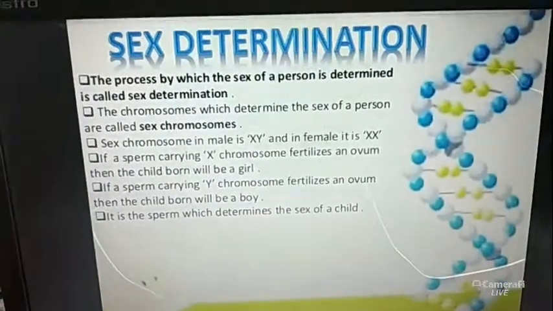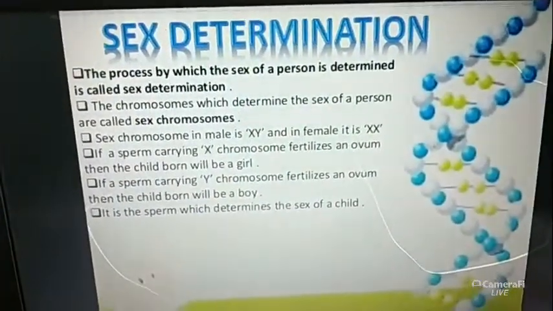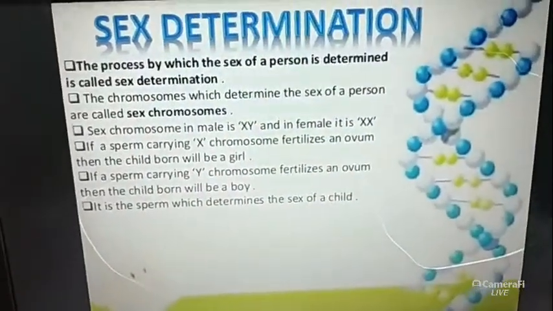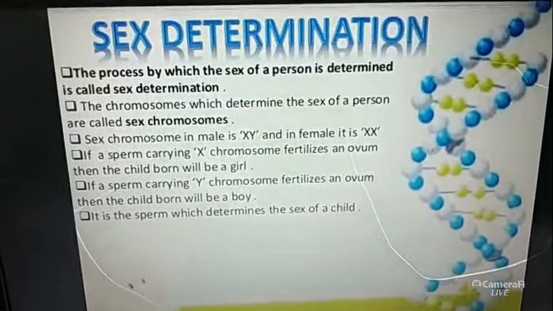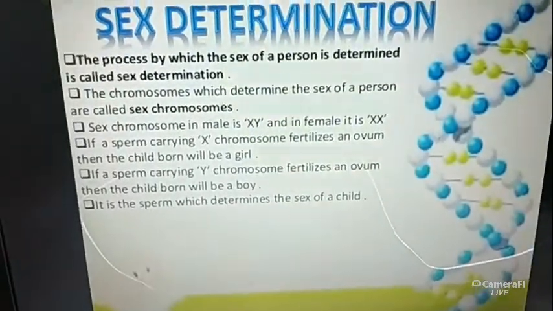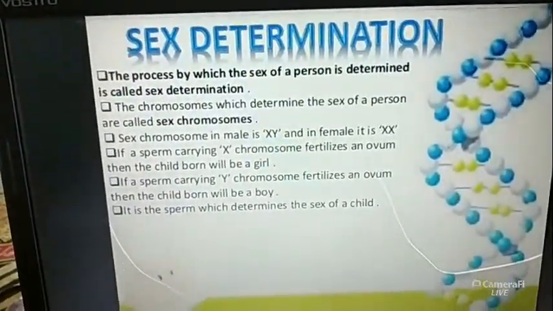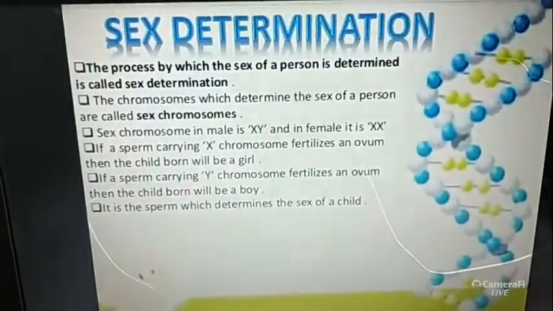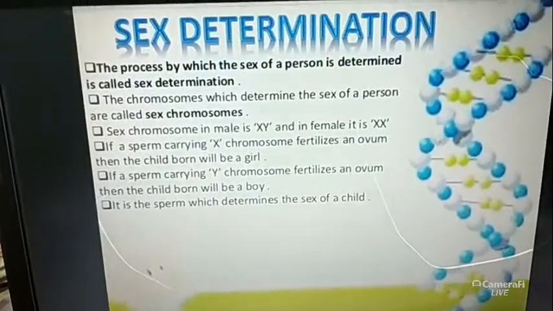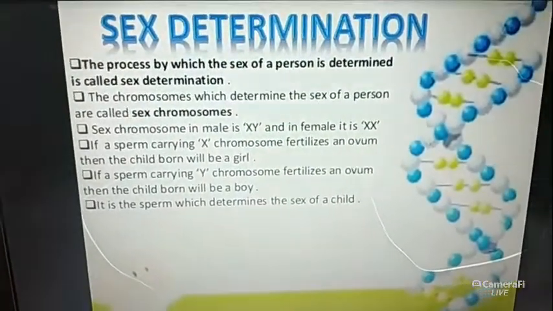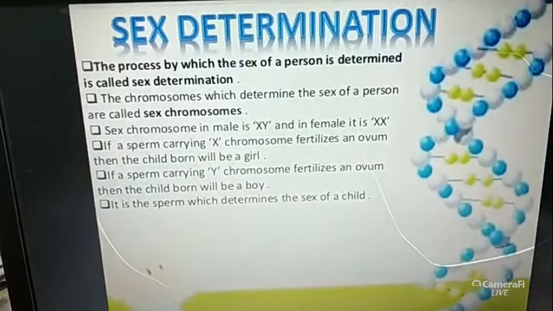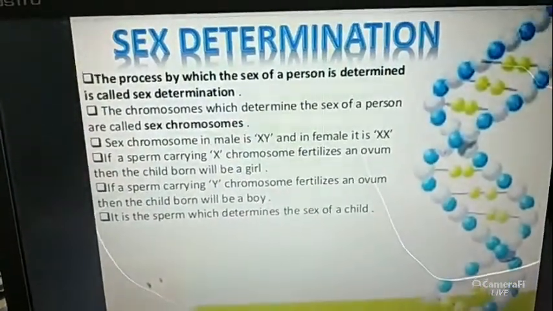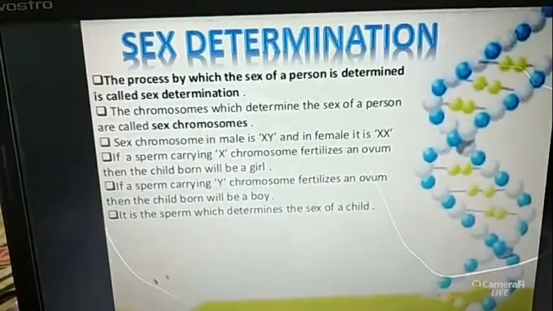Chromosomes: there are a total of 46 chromosomes. Within these 46 chromosomes, 44 are autosomes and 2 are sex chromosomes. The function of the autosomes is to determine the other body characteristics. Suppose my skin color, my hair color, my eye color, all these things are determined by the autosomes.